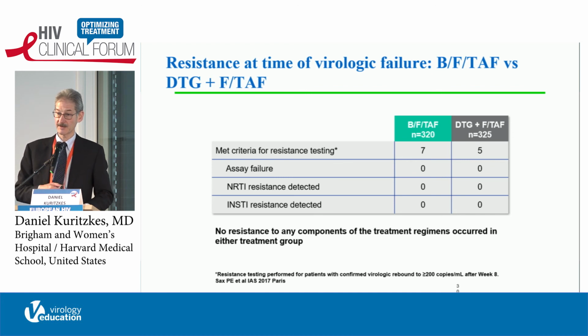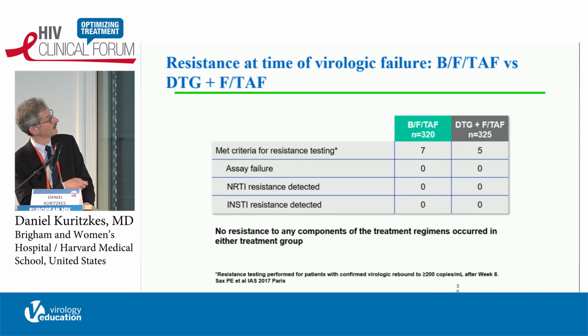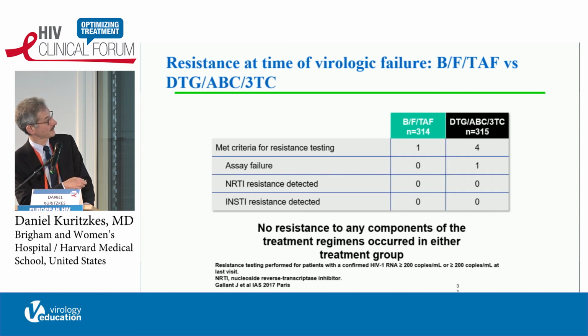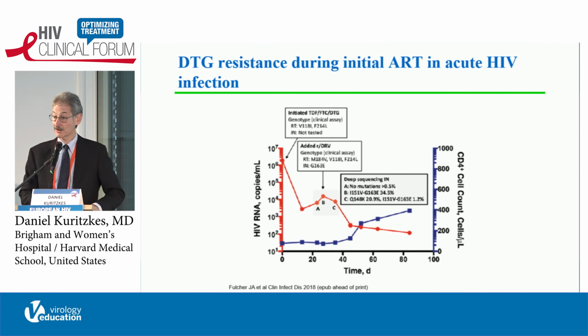Importantly, in studies of dolutegravir and bictegravir, there has not been any resistance observed to either of these integrase inhibitors at the time of virologic failure. These are data from the dolutegravir and bictegravir FTC TAF study. And these are the data with the abacavir 3TC comparator. And again, you can see no resistance at all. That doesn't mean you can't generate resistance.